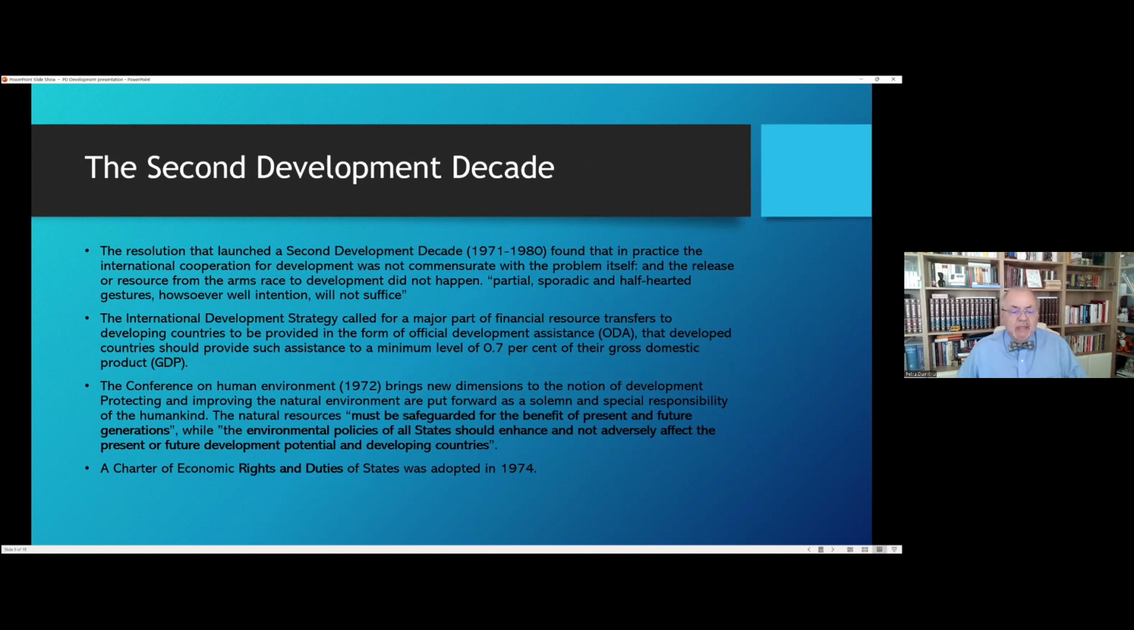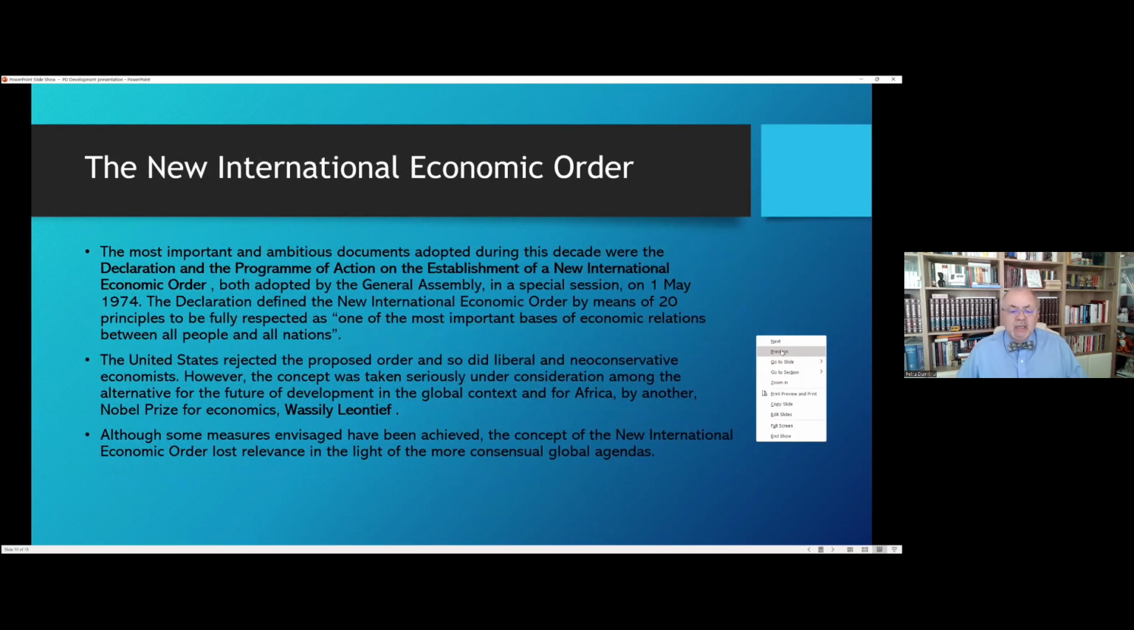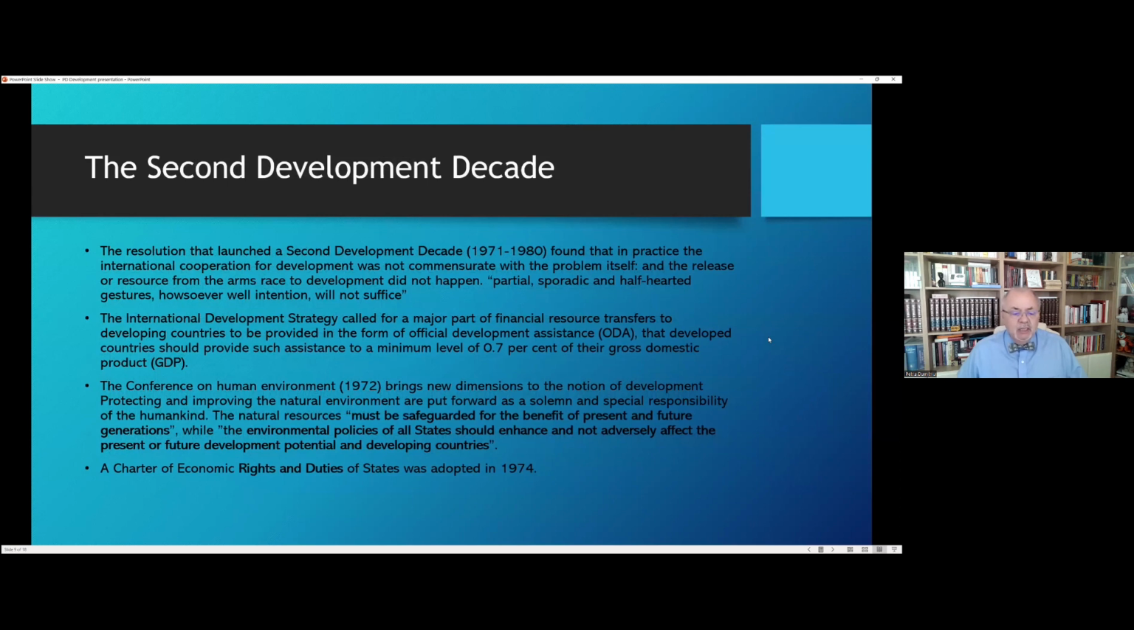Another important event was the Conference on the Human Environment, which for the first time linked the issue of the protection of the environment with a responsibility to develop. They said in that conference in 72, so this is where many things started in the United Nations, that the natural resources must be safeguarded for the benefit of present and future generations. Meaning that we are not allowed just for the sake of development to exhaust those resources and limit the chances of the future generation.